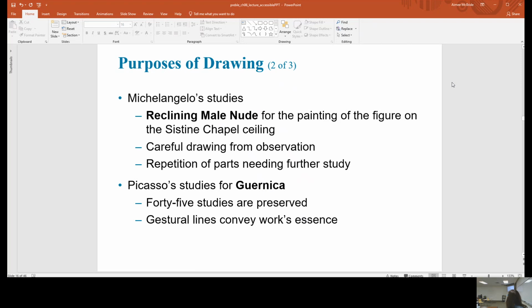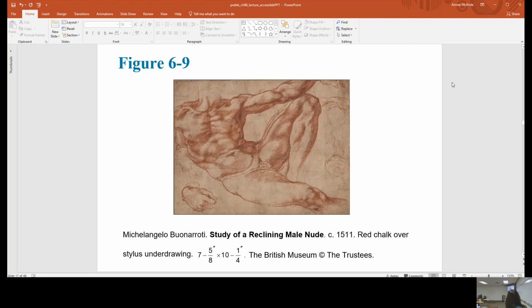One example of drawing that was done as a study is the reclining male nude, which was later on used for Adam on the Sistine Chapel ceiling. So here's that study. Michelangelo did extraordinarily detailed drawings for preliminary sketches. That's what we call something if you're using it for a larger work: it's called a preliminary sketch.